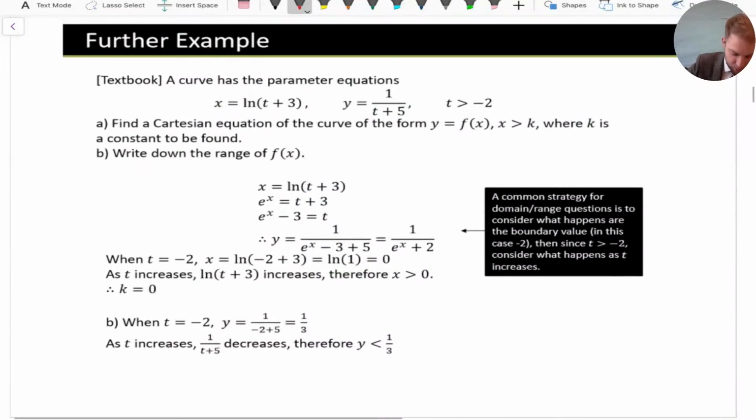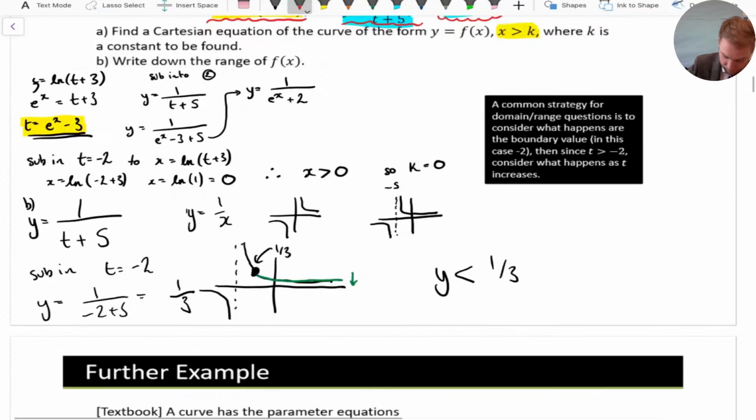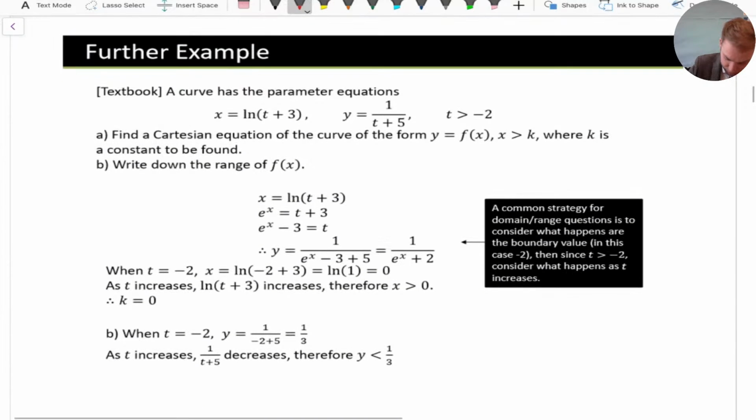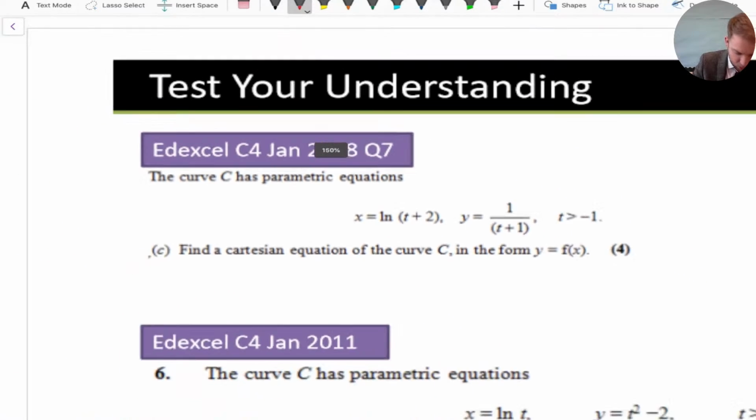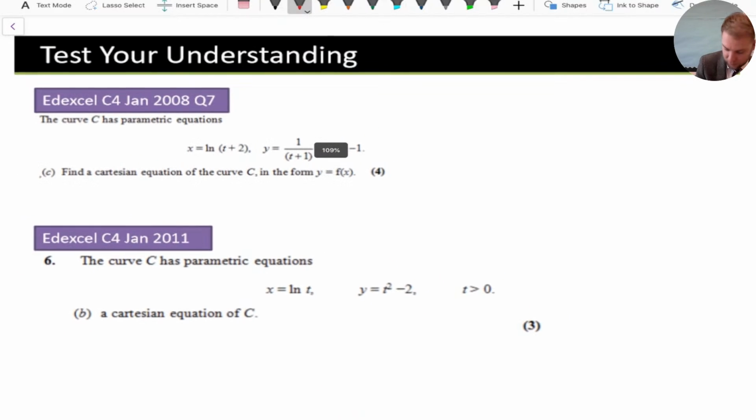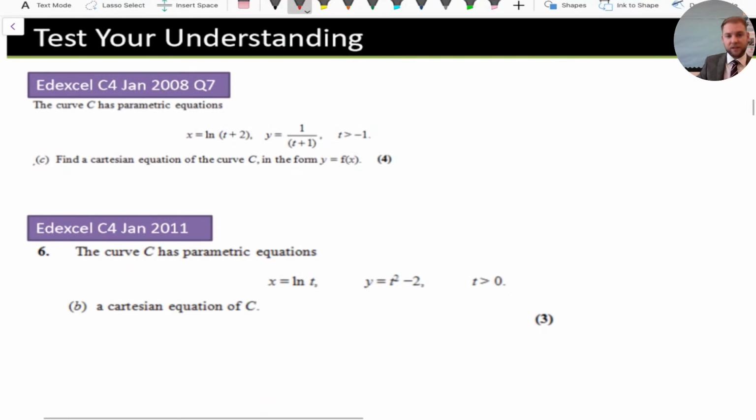So let's move on to the next one then. So I've got these two questions here. I'm going to say have a go at both yourself. If you are catching up with this at home, then maybe pause and have a go at these yourself. Now we'll go through them in a second, but have a go at both of these yourself now.